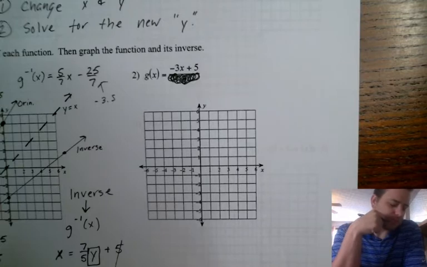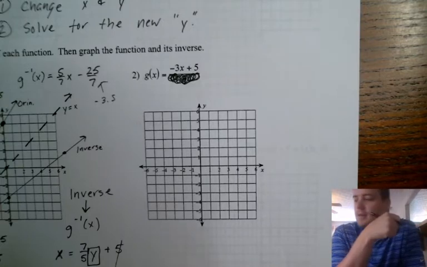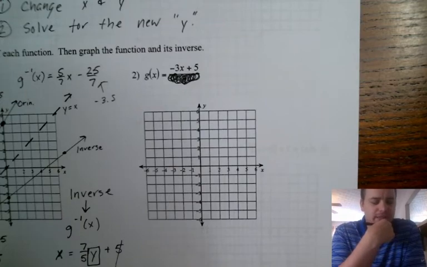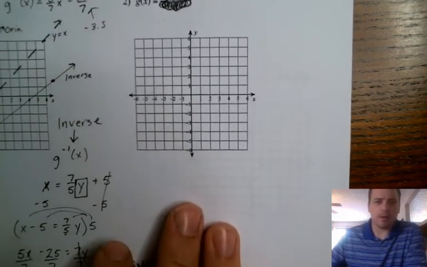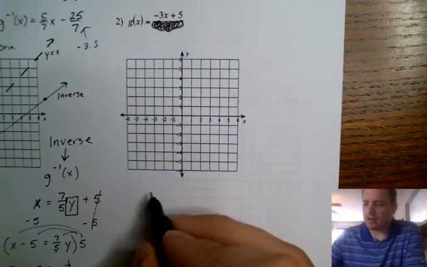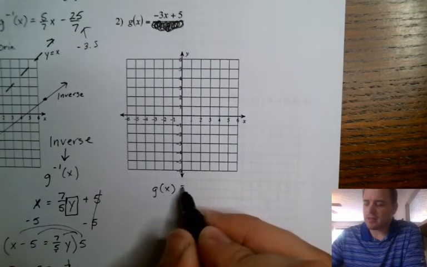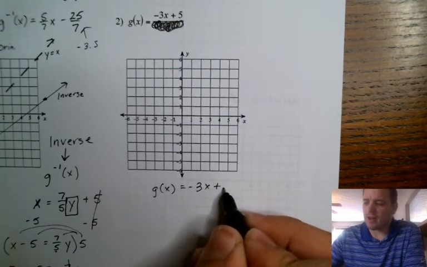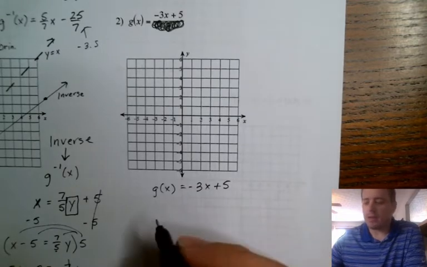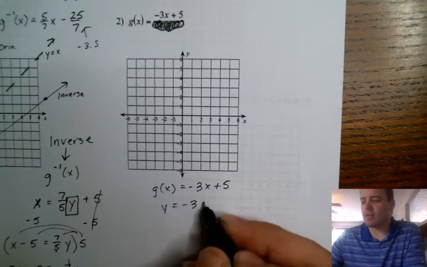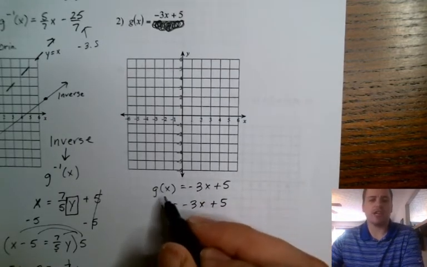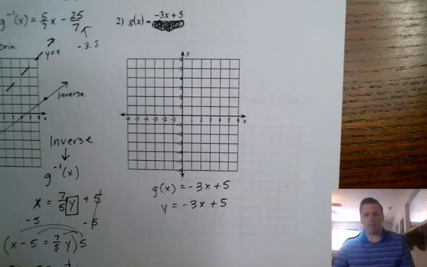All right. So here's what it says. Find the inverse of the function, then graph the function and its inverse. So my function is this right here. g of x equals negative 3x plus 5, which could also be rewritten as y equals negative 3x plus 5. We can change that g of x and y out, no problem.